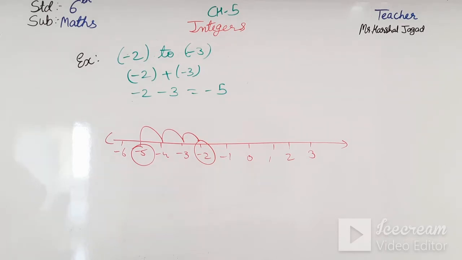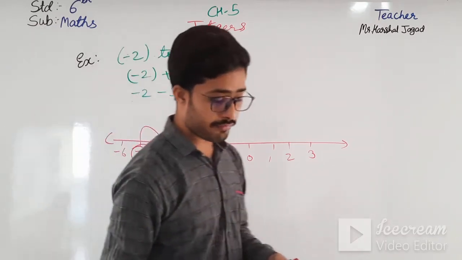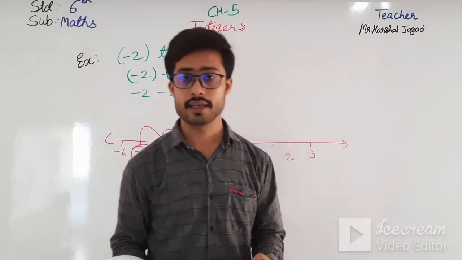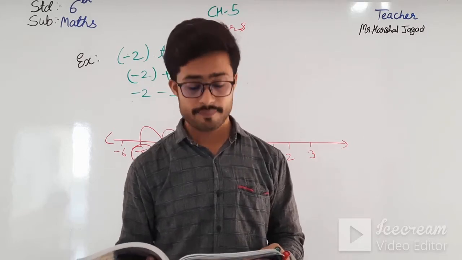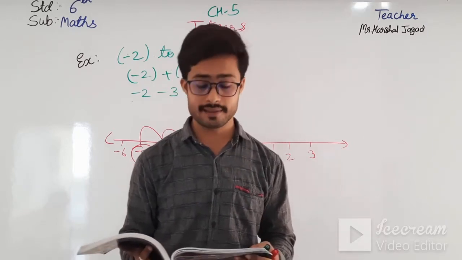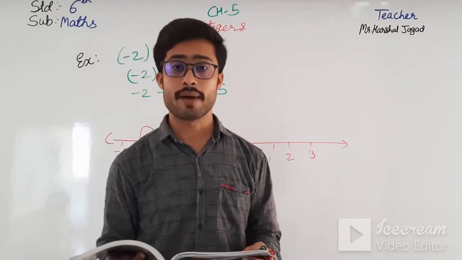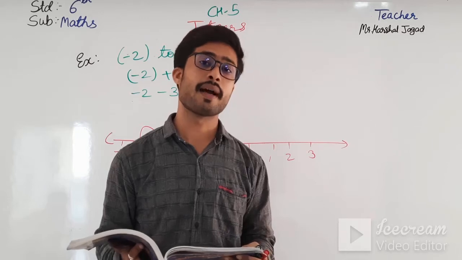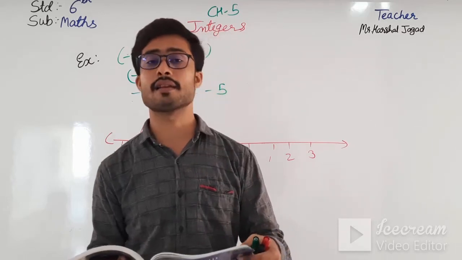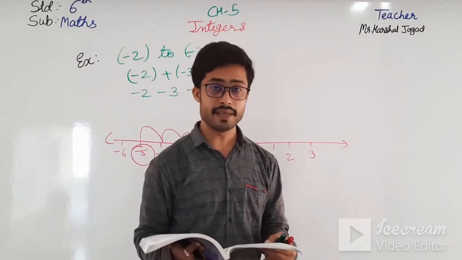And see here, in exercise 5B, you have to do question number 1 according to the number line given in the figure to answer the following. You have to draw this kind of structure and add all these. So -2 plus -3, then what you have to do? -2, then -3, -4, -5. Answer A will be -5.